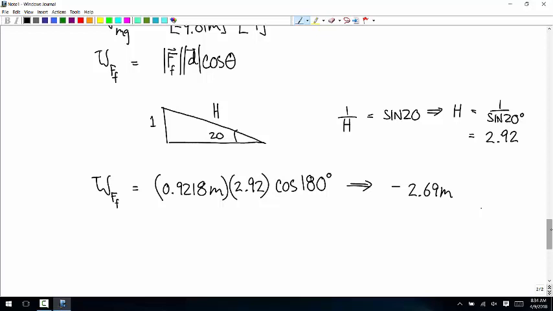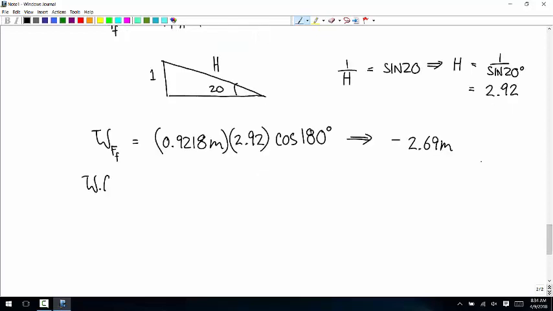And so now we can finally use the work energy principle. The work energy principle says add up the work of all those forces. So the work done by gravity is 9.81 m. The work done by friction is negative 2.69 m. And those are equal to 1/2 m v final squared.